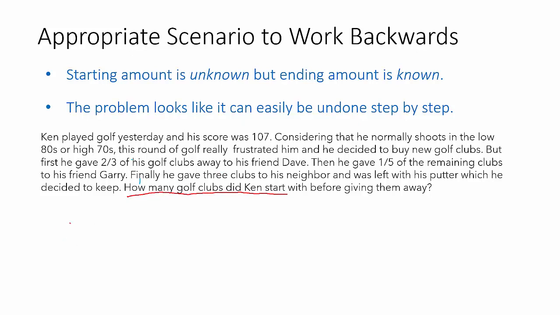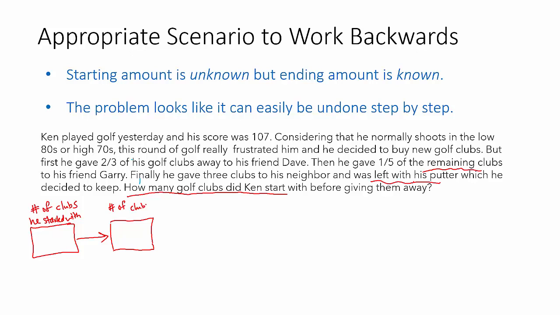This is how many golf clubs he started with. Number of clubs he started with. Now what happens as we go through this flow chart? He's giving them away, but we don't know how many he gave away in the end. We know how many he was left with, right? It's about the remaining, right? We see this word remaining here. He was left with, something remains. So this is the number of clubs that remain. That's very, very important. So let's see what happened on this first arrow.